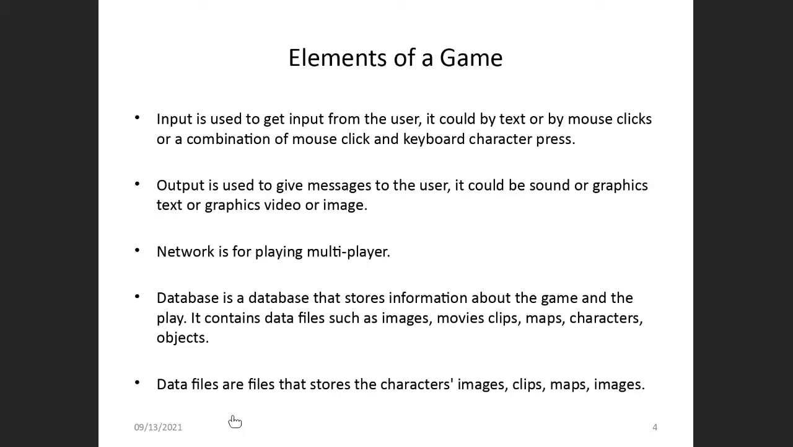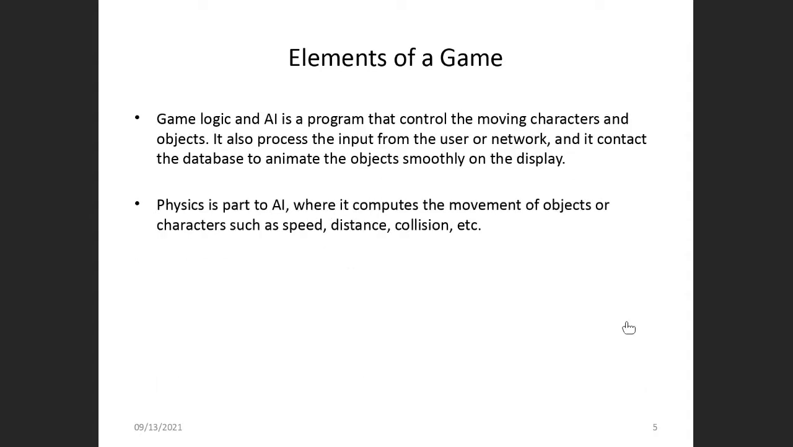For example, in one game we will be using images, in some other games we are going to use some other sources, and what else, audio files, and 3D models. These are different data files. So 3D models, it's not mentioned here, but models are also files, and we are going to use that in the game. So game logic and AI is a program that controls the moving characters. We can have the moving characters without AI, but game logic is there. So AI is part of game logic.